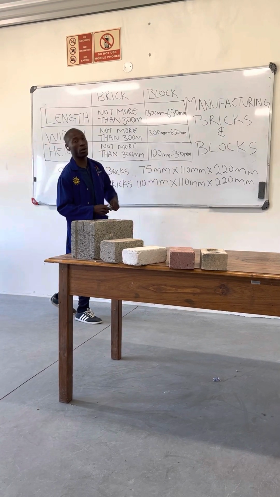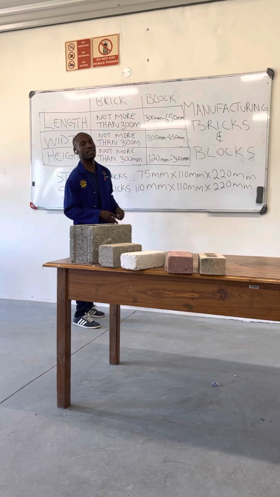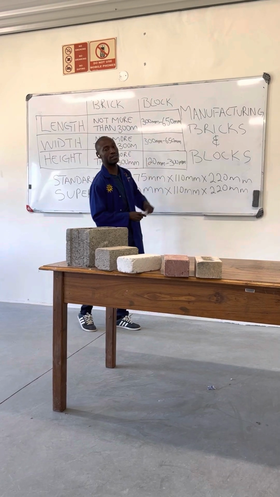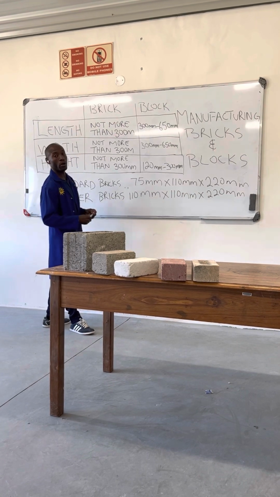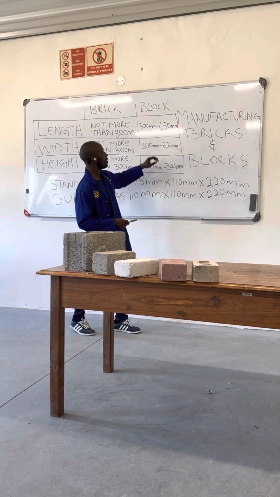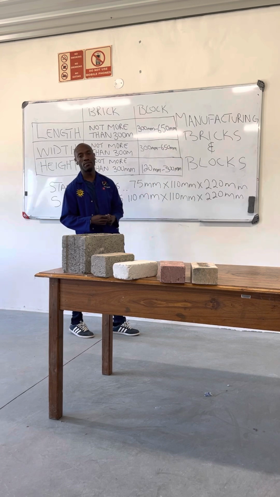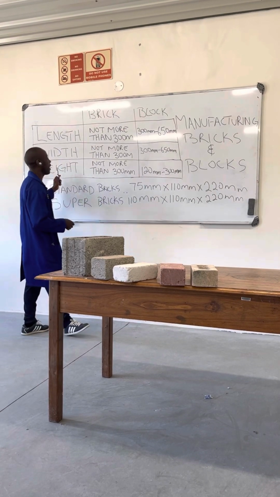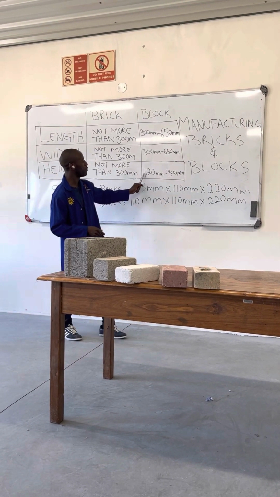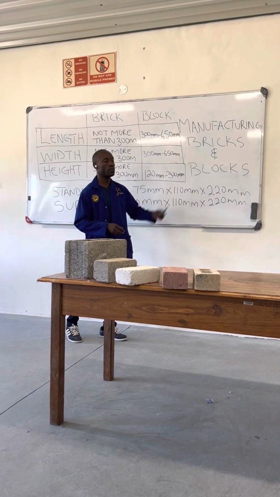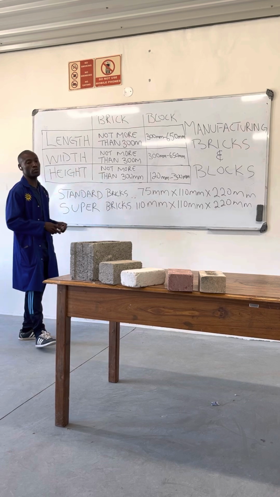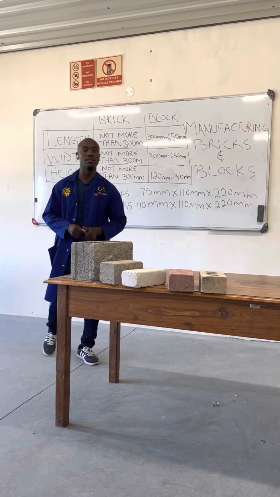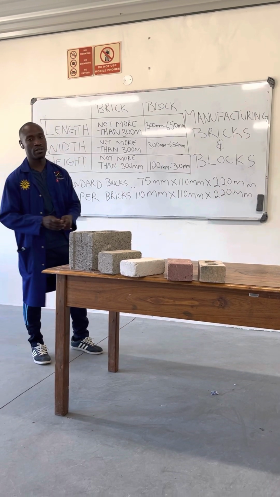Now, when we come to a block, the length of a block is between 300 millimeters and 650. The width of a block is between 300 and 650 millimeters, and the height of a block is 120 to 300 millimeters. Now, the table that I just showed you, let's go into practical details of what exactly that means.